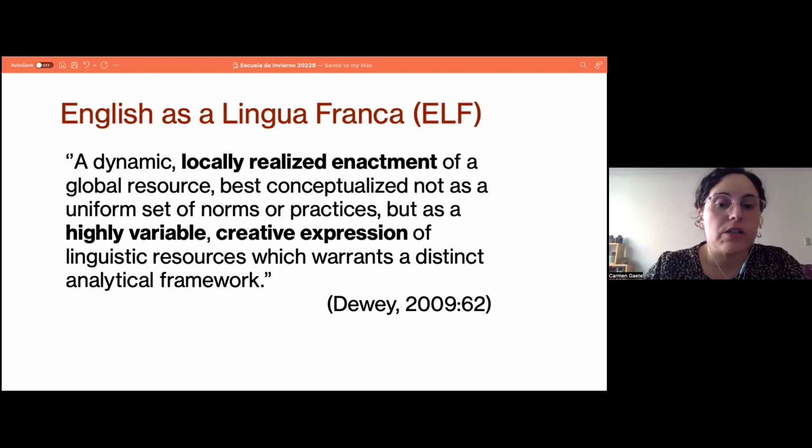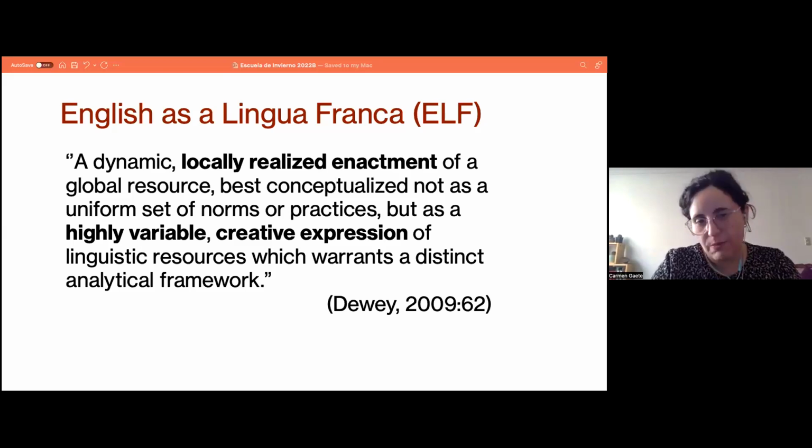So this local realization of English is not going to be the same as any other local realization of English in a different part of the world with different speakers, with a different purpose. So we have to try to move away from this conception of English as a uniform set of norms and practices. English is not a set of rules that are going to be applied in the same way in different situations. People, especially non-native speakers of English, use creativity and sometimes break the rules to convey their meaning.